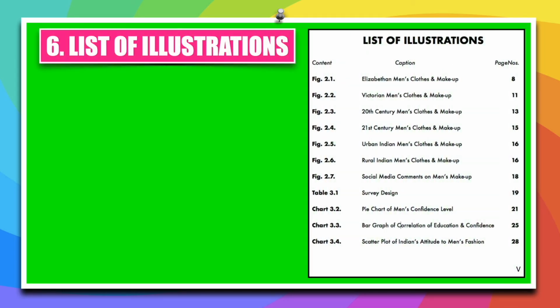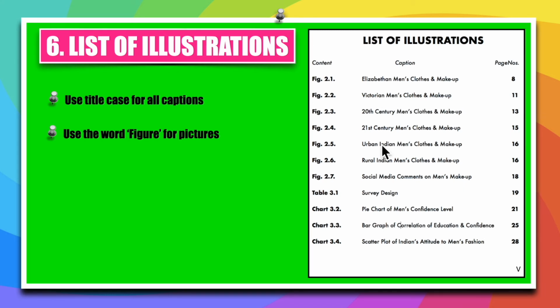The sixth component of the prefatory part is the list of illustrations. Now, the list of illustrations comes into picture when you have more than 10 images in your report. So, use the title case for all captions. Use the word figure in case you are posting any pictures. You can see an example here.